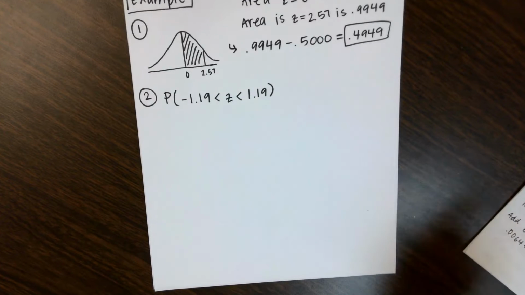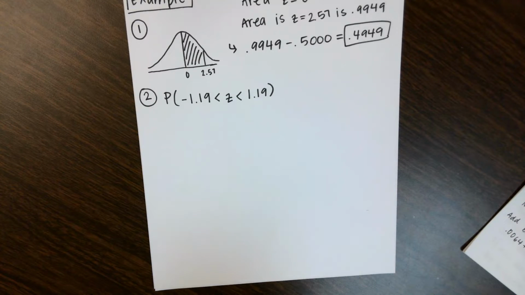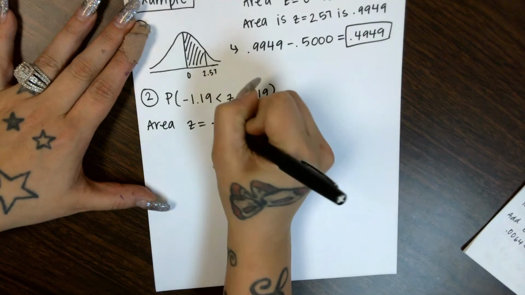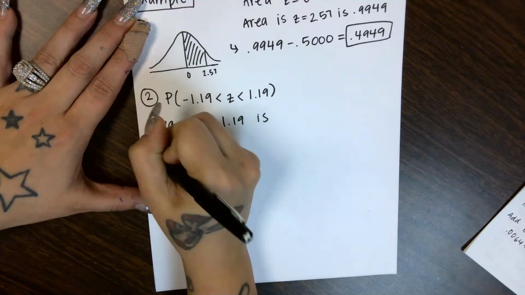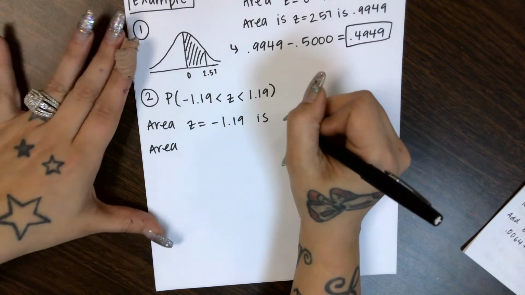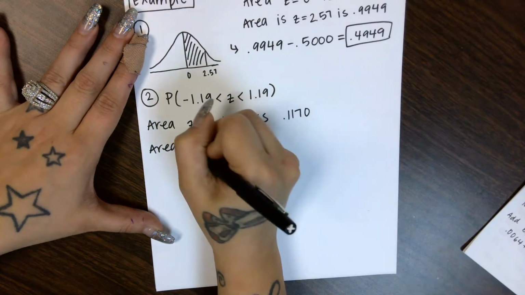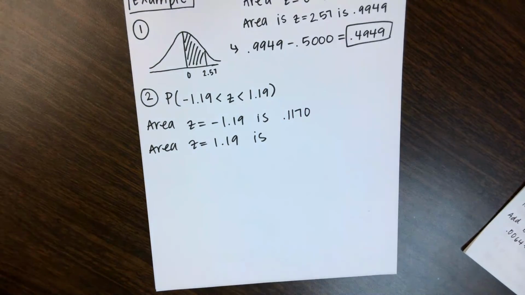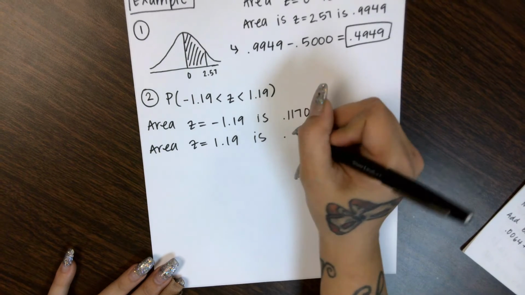Okay. The next one I put an asterisk on because this one could be the one that's confusing. So for this one right here, area Z equals negative 1.19. Someone want to find that for me? I heard 0.1170 with Anita's little whisper. Okay, and then area for Z equals 1.19. What is it when we have a Z score of a positive 1.19? We would find 1.1 and then we'd go over to our 9 hundredths and we get what? 0.8830.